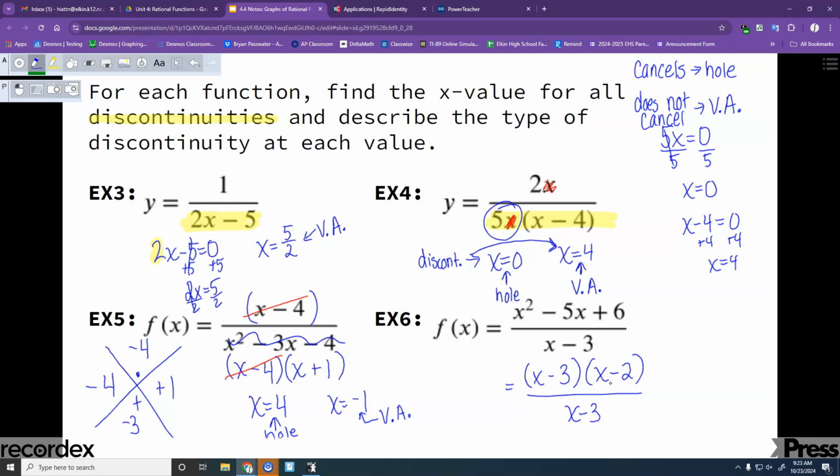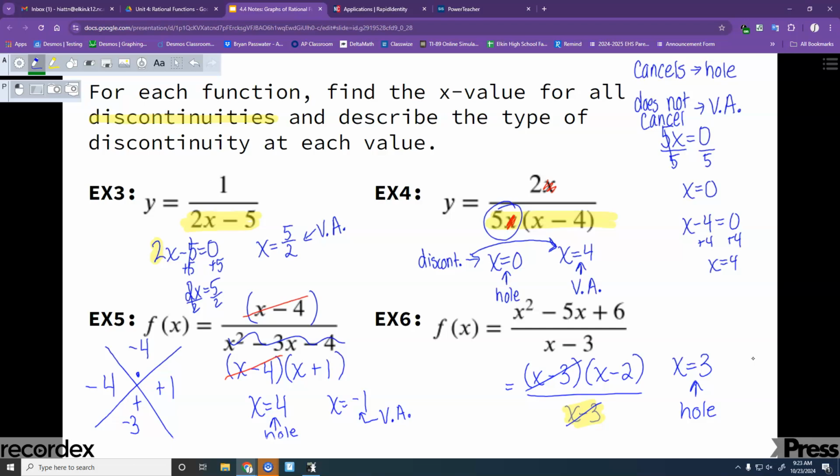Okay? Now, when we're looking for discontinuities, we only look at the bottom. The only reason we're factoring that top part is to tell if it's a hole or vertical asymptote. So, we only have a discontinuity at x equals 3. What type is it? A hole. It is a hole, because x minus 3 will cancel with this x minus 3 here.